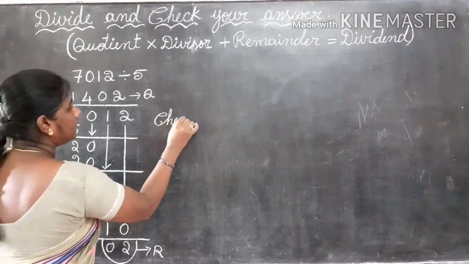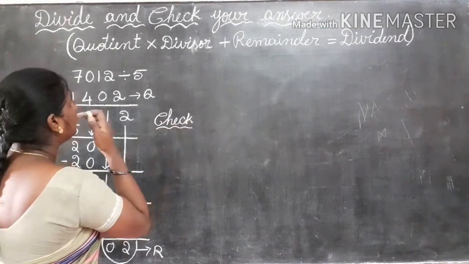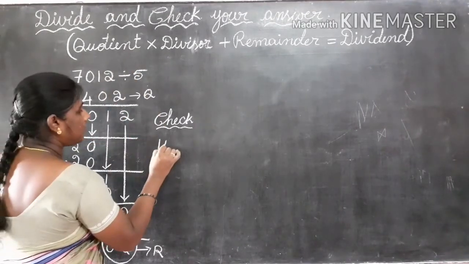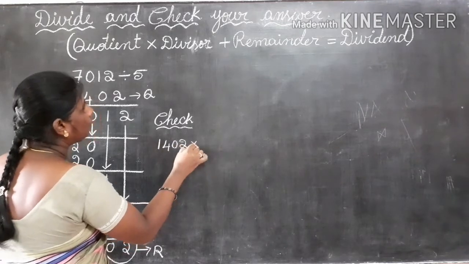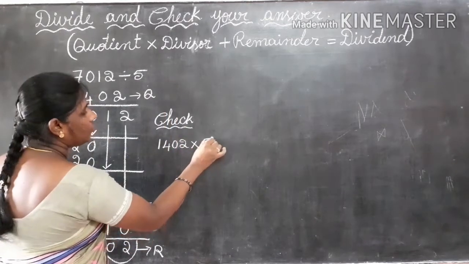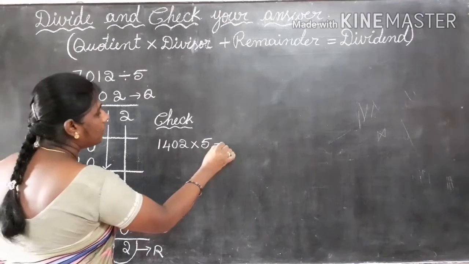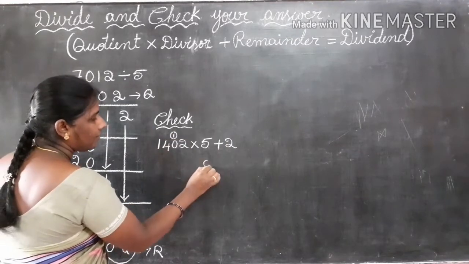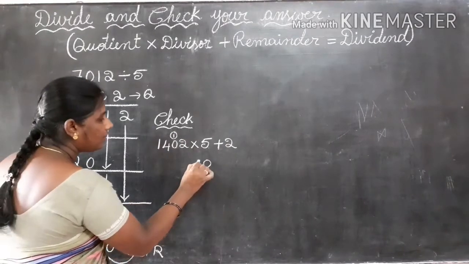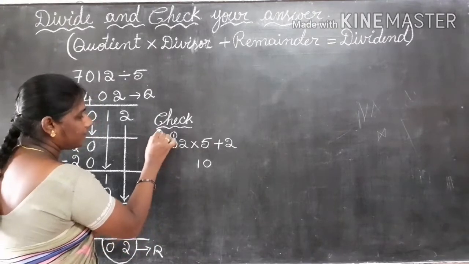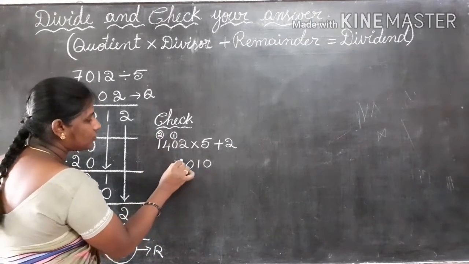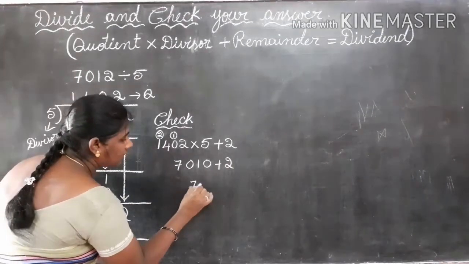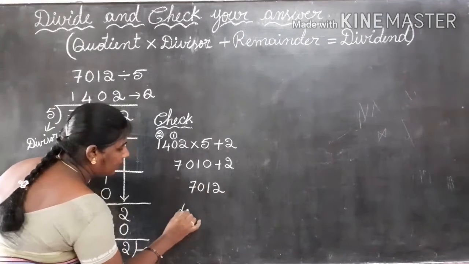What is the check here? First quotient into divisor. Quotient 1402 into divisor 5 plus remainder 2. Multiply: 5 twos are 10, 0 and carry 1. 5 fours are 20, plus 1... 5 ones are 5 plus 2, 7. 7010 plus 2, 7012. It is dividend.